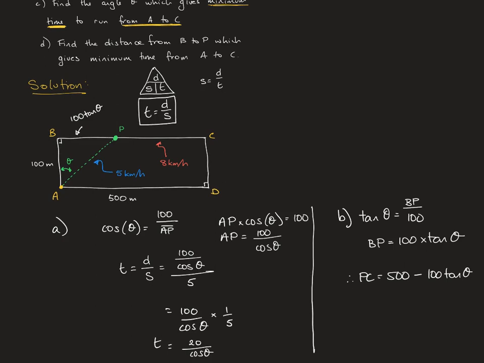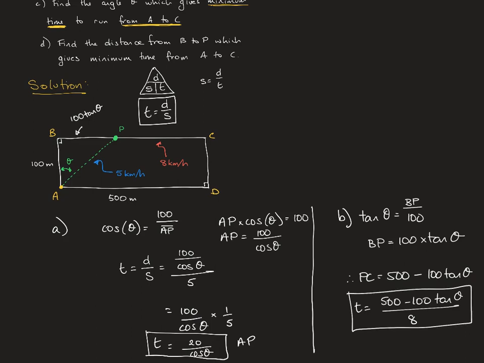Now we weren't asked to find the distance from P to C, we were asked to find the time from P to C. So our time is going to be equal to our distance, 500 minus 100 tan theta, divided by our speed, which was 8 kilometres per hour. And so this is the time from A to P, and this is the time from P to C.